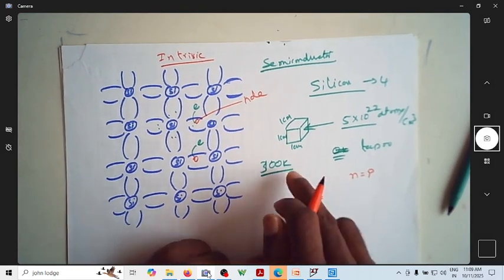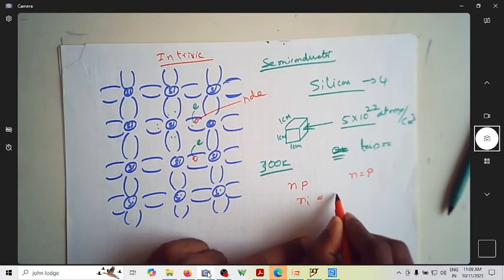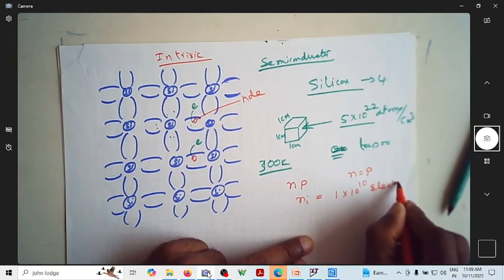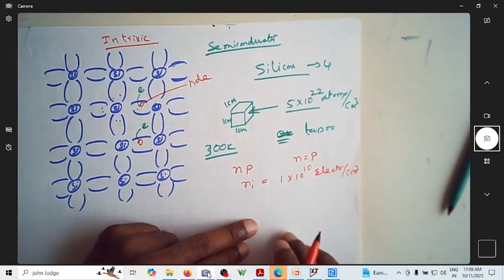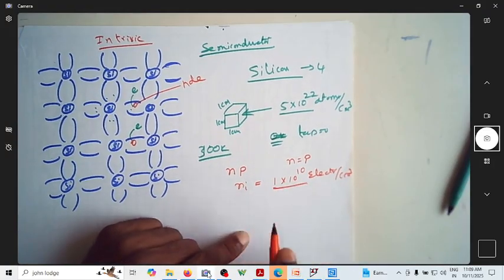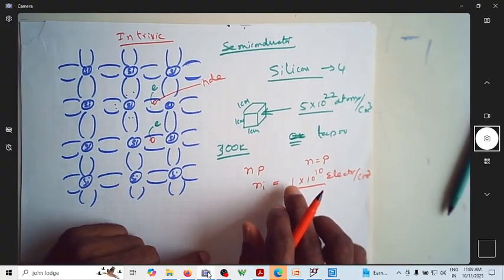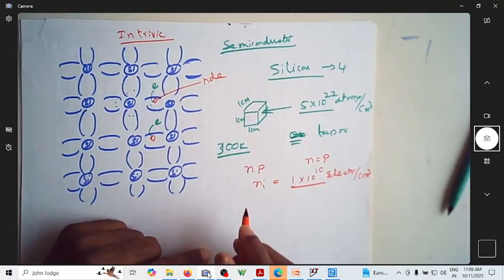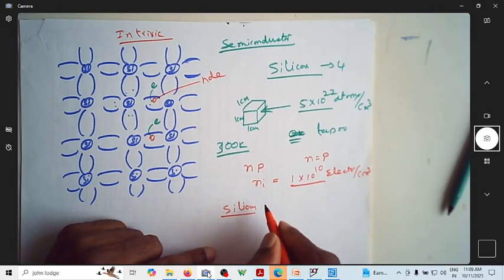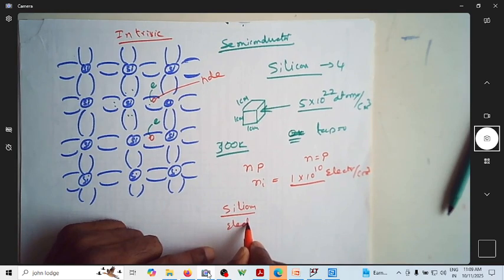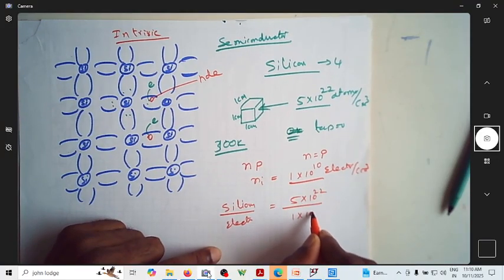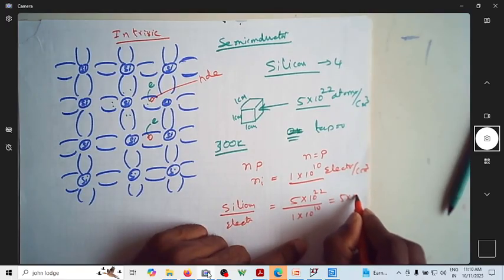ni at 300 Kelvin will be almost equal to 1 into 10 power 10 electrons per cubic centimeter. We're going to have these many free electrons per cubic centimeter. So this number looks very huge. But if you relatively compare with the number of silicon atoms, suppose you take the silicon density divided by the electron density, what you have is 5 into 10 power 22 by 1 into 10 power 10. So this will become 5 into 10 power 12.